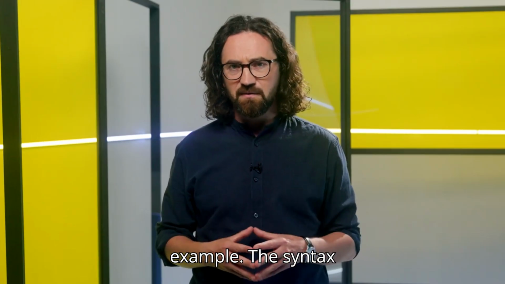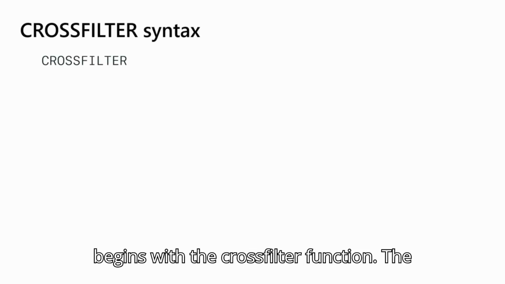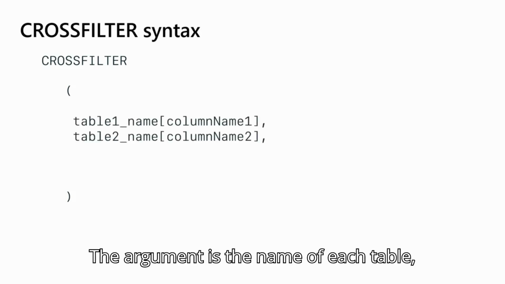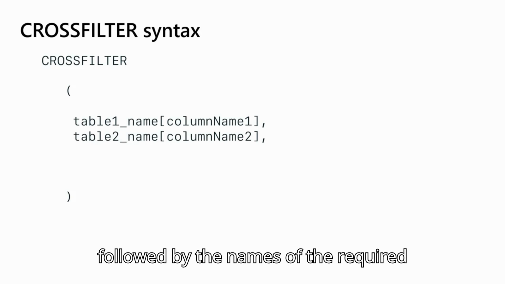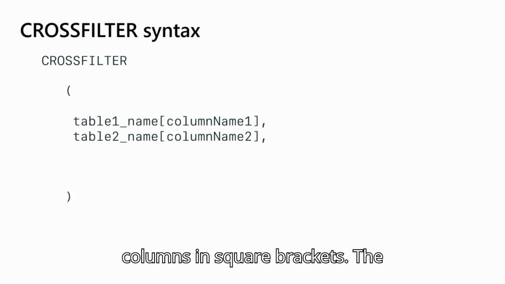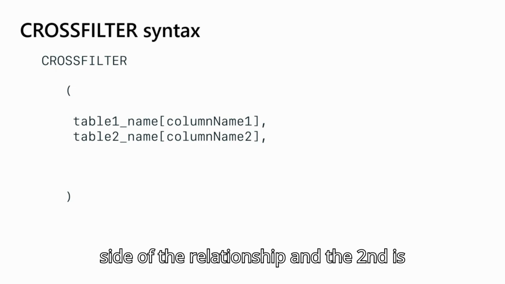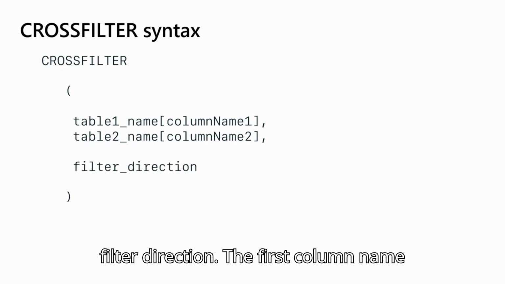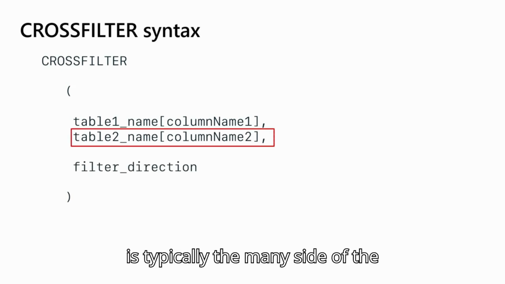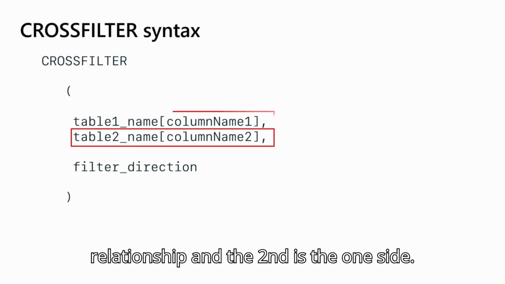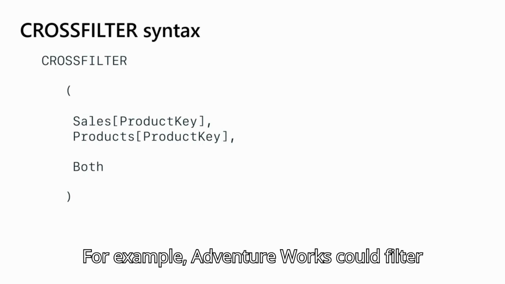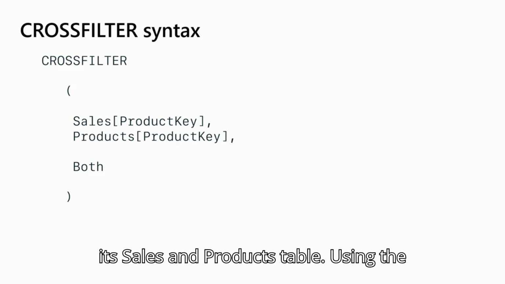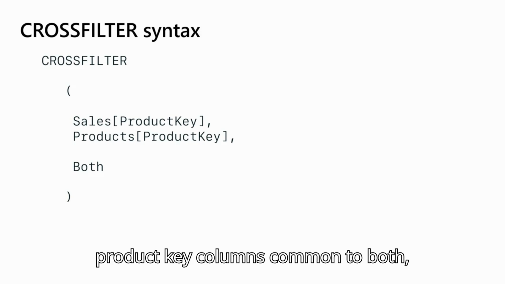Let's explore an example. The syntax begins with the cross-filter function. The argument is then placed in parentheses. The argument is the name of each table, followed by the names of the required columns in square brackets. The first column name is typically the many side of the relationship, and the second is the one side. Finally, add the filter direction. For example, AdventureWorks could filter between both sides of the relationship on its sales and products table, using the product key columns common to both.